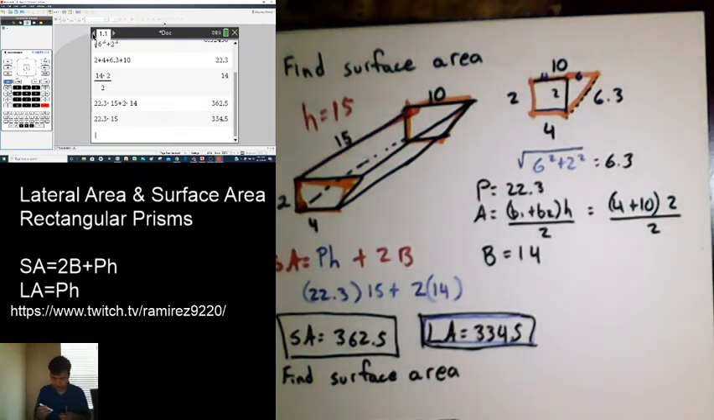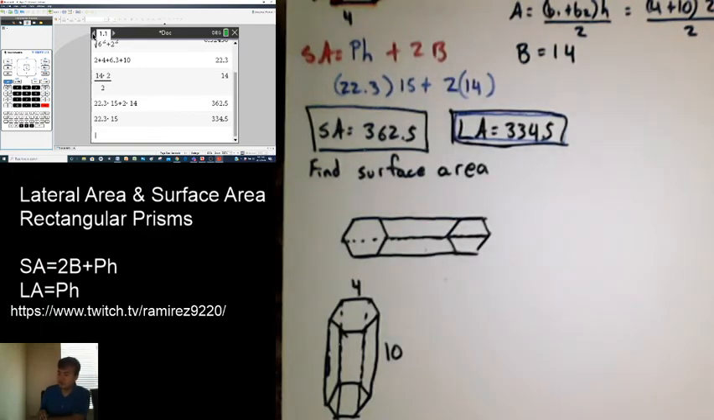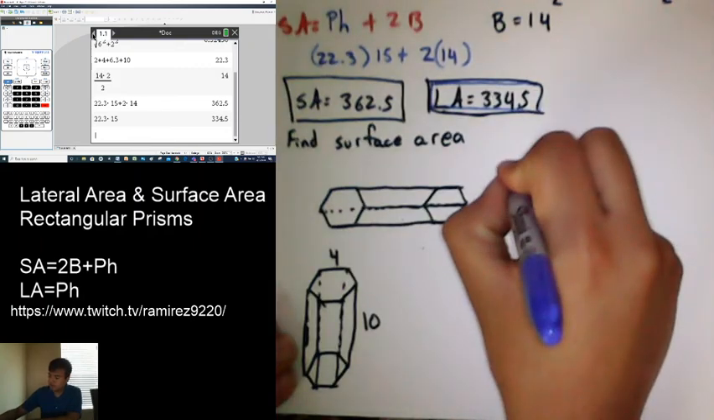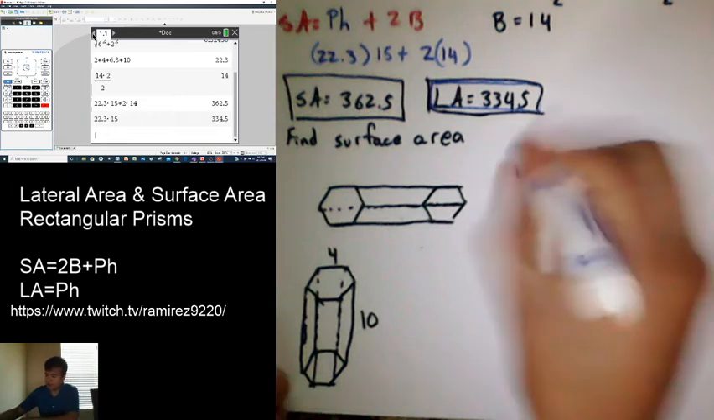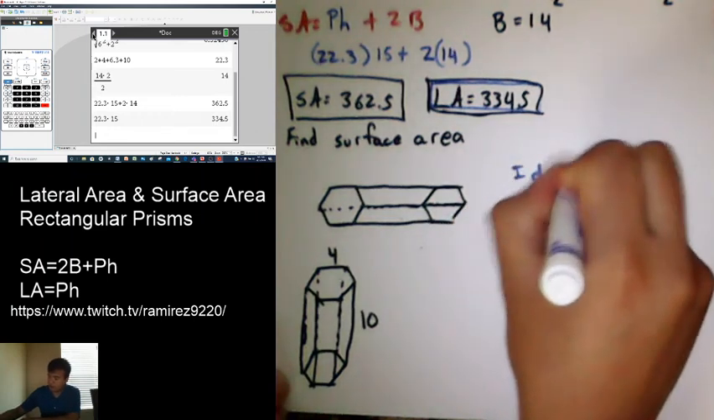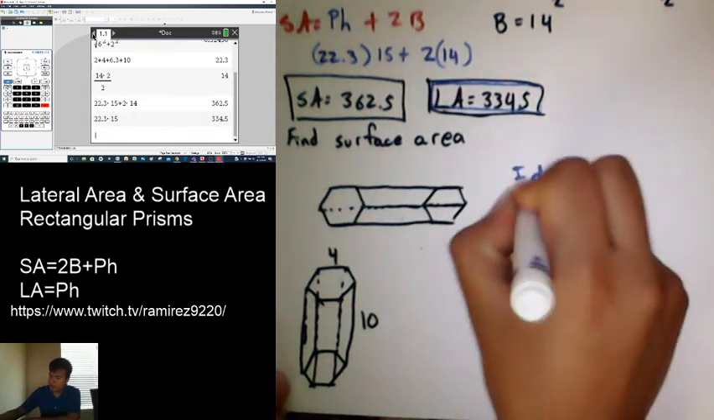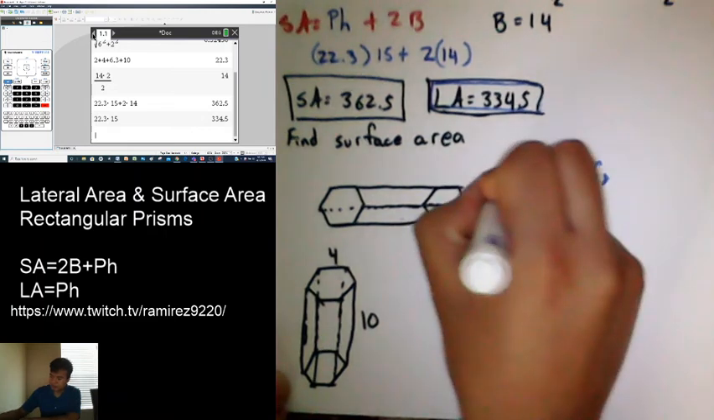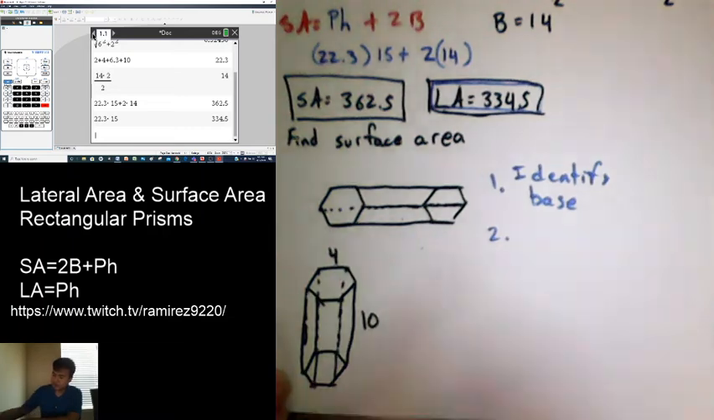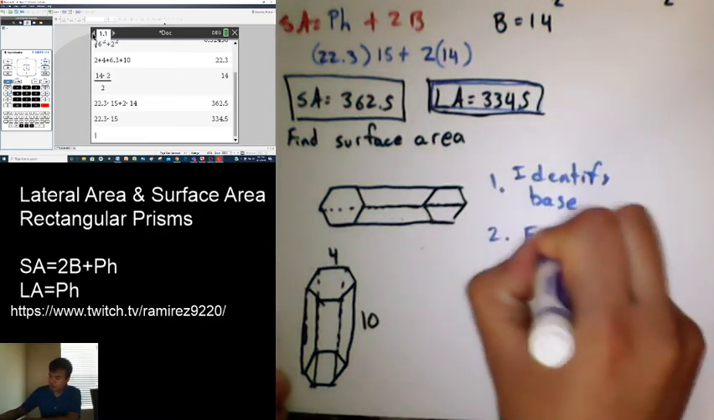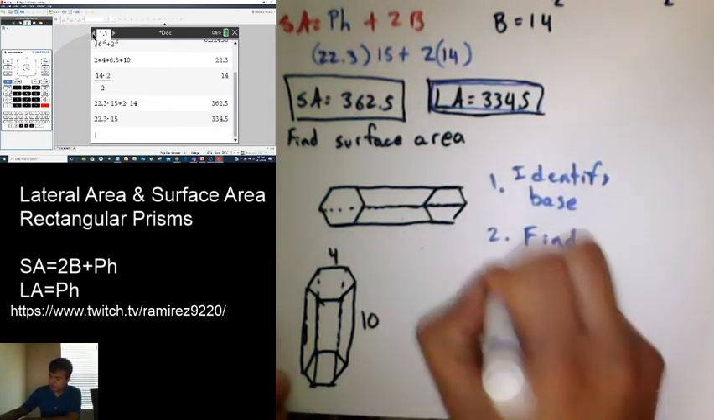I'm going to go ahead and skip this problem over here, but it's basically the same thing, guys. To find the surface area, the first thing you want to do is identify the base. Once you do that, the next thing you want to do is find the perimeter.